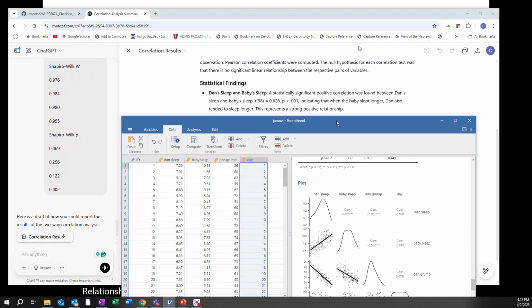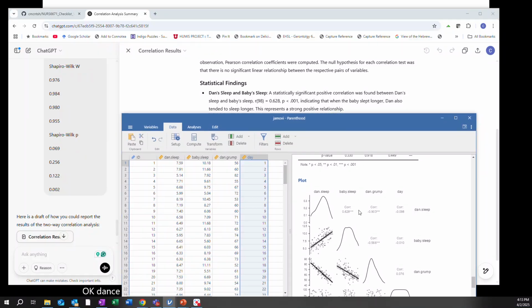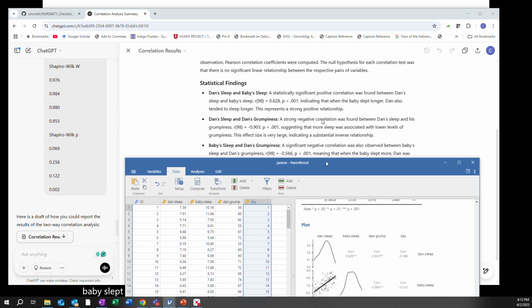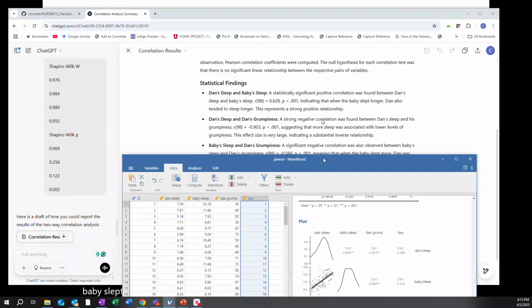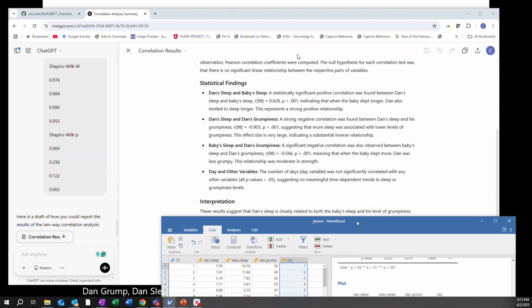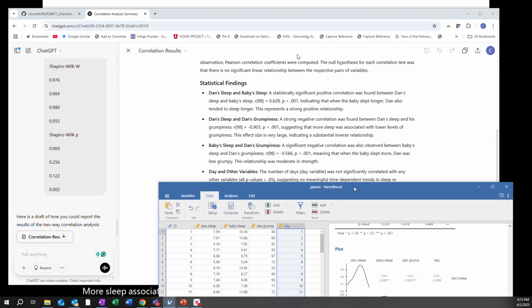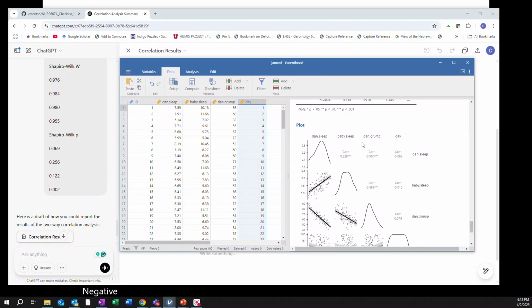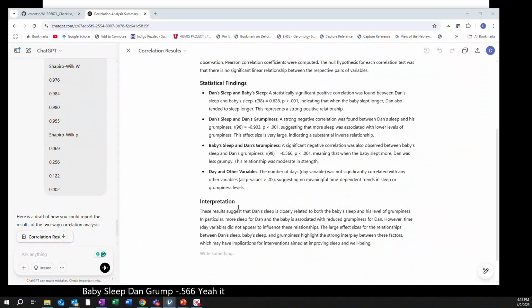Okay, Dan sleep and baby sleep, 0.628. Baby sleep, Dan sleep, 0.628. Statistically significant. When the baby slept longer, Dan also tended to sleep longer. Positive relationship. Dan sleep and grumpiness, negative 0.903. Dan grump, Dan sleep, negative 0.903. More sleep associated with lower levels of grumpiness. This was very large, indicating a substantial inverse relationship. And baby sleep and Dan grumpiness, negative 0.566. Baby sleep, Dan grump, negative 0.566. Yeah, it did a pretty nice job of pulling out the right numbers there.